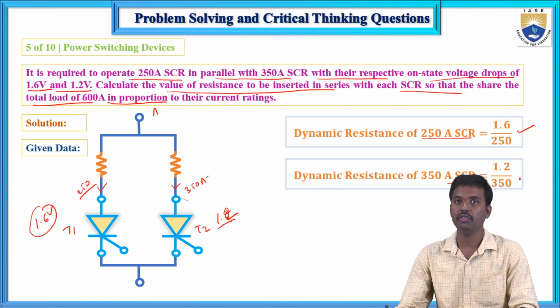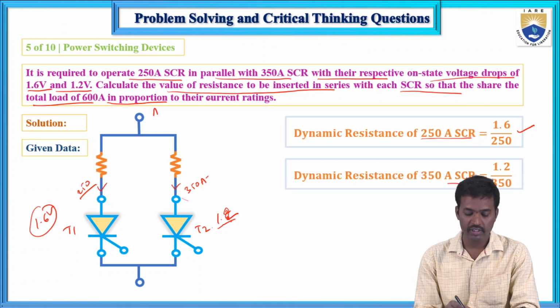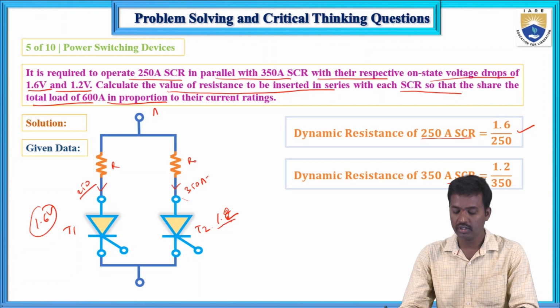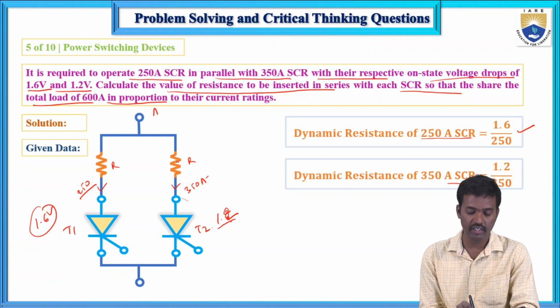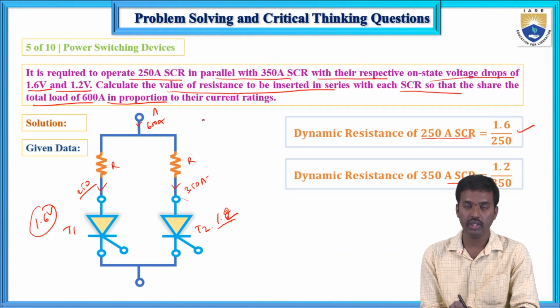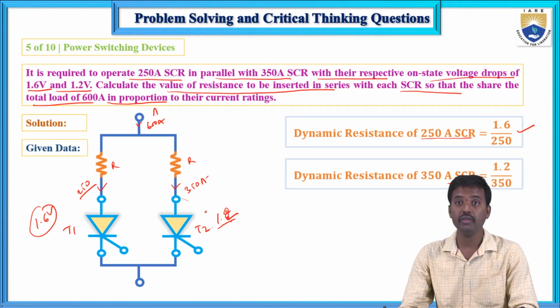1.2 by 350. Now we are inserting some amount of resistance in series with each SCR so that the total current, that is 600 amperes, is shared in proportion to their current rating. So how will you calculate?